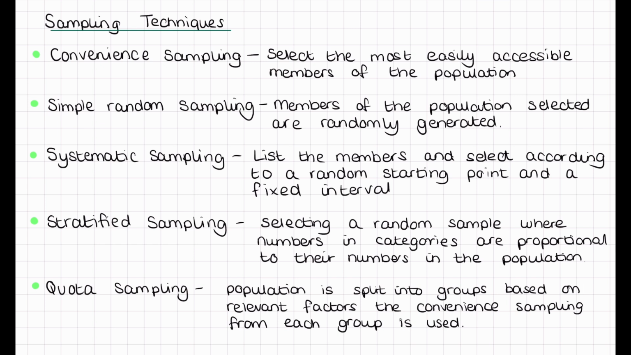Stratified sampling: selecting a random sample where numbers in categories are proportional to their numbers in the population. In a school, we had 40% males and 60% females. Then I was maybe going to sample 10 students. I would need 40% of those students to be male and 60% of the students to be female out of the 10 that I'm going to sample. Quota sampling: the population is split into groups based on relevant factors, and then we would use convenience sampling, which is to select the most easily accessible members from each group, and that is what we use in our sample.